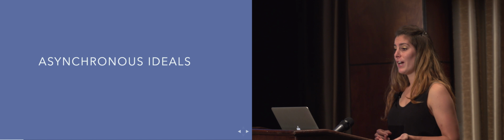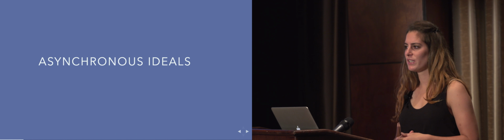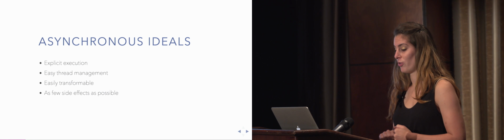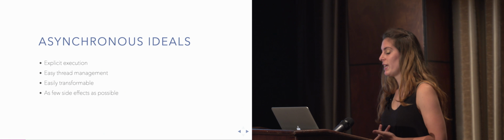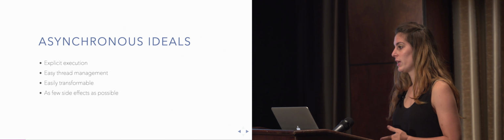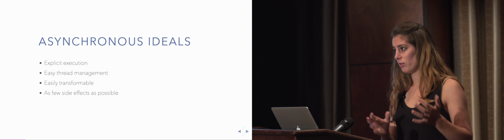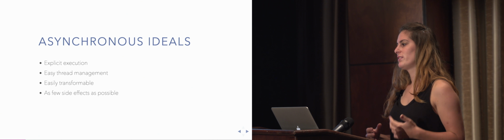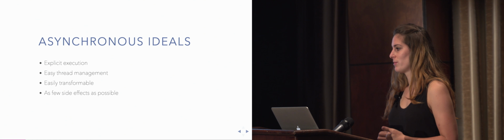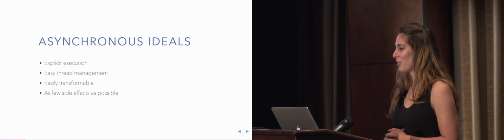Okay. If we have evaluation metrics, we should probably have some ideals that we're shooting for, because otherwise, what's the point of having metrics? So I'm going to offer some ideals which I think we should shoot for. First, explicit execution. If you can start something, you can control it. This is not always true with futures, wherein if you just create them, they're running. You want to have as much control as possible.